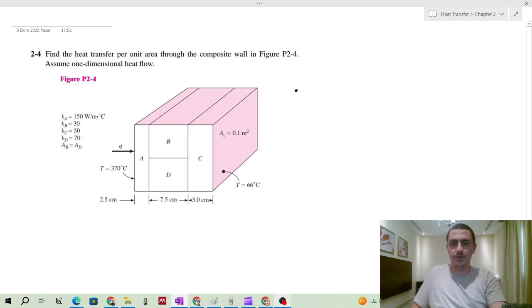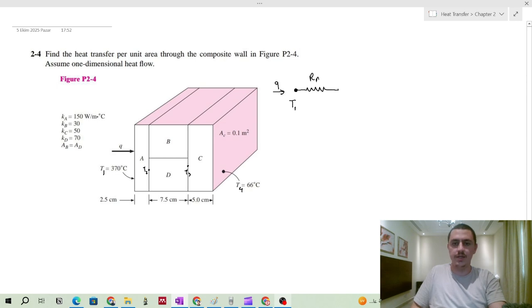We start by a point at the left side. The Q flow comes from that point. We show that, and we have T1, which is known. So this is T1, here you have T2, at this wall you have T3, and this is T4. So let's draw with respect to those temperatures.